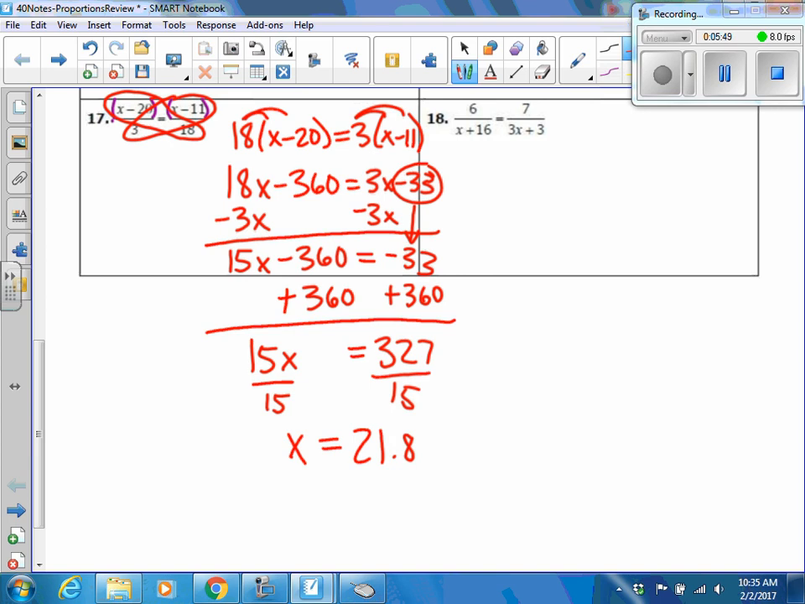Okay, go ahead and try that last example by pausing it and checking your answer. When you're done, you should get x equals 8.5. And when you feel comfortable with all these examples, come see me. I have a quick exit ticket for you to try as well.